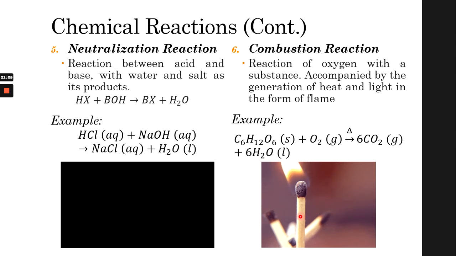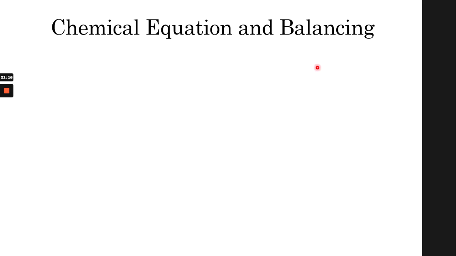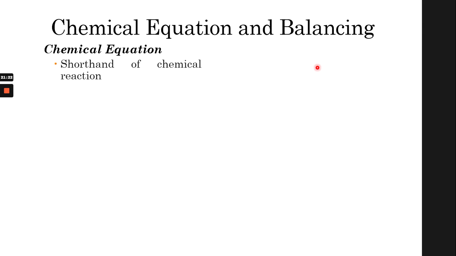Just a recap: we have synthesis reaction, decomposition, single displacement, double displacement, neutralization reaction, and combustion reaction. Now let's talk about what a chemical equation is, and let's try some examples on balancing equations. Chemical equations are basically a shorthand of chemical reactions. We have a lot of chemical reactions that we discussed. The six that we discussed are the most common ones in chemistry. And in order for us to visualize in elements how these chemical reactions are happening, we use chemical equations. That's the thing that we write.